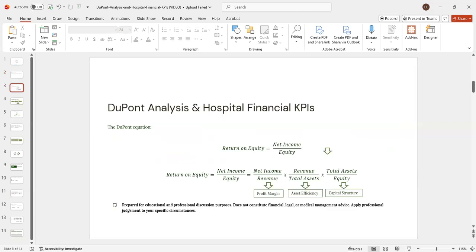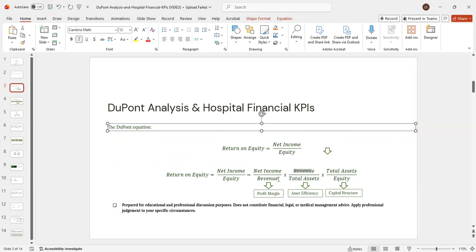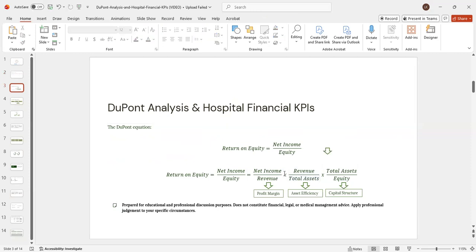Then what we do is we decompose this equation by multiplying and dividing by revenue. We are multiplying by revenue here, dividing by revenue here. We're multiplying by total assets here and dividing by total assets here. Because you're multiplying and dividing by the same numbers, revenue and revenue technically cancel each other out, and total assets and total assets cancel each other out. So essentially, we are still working only with net income and equity.